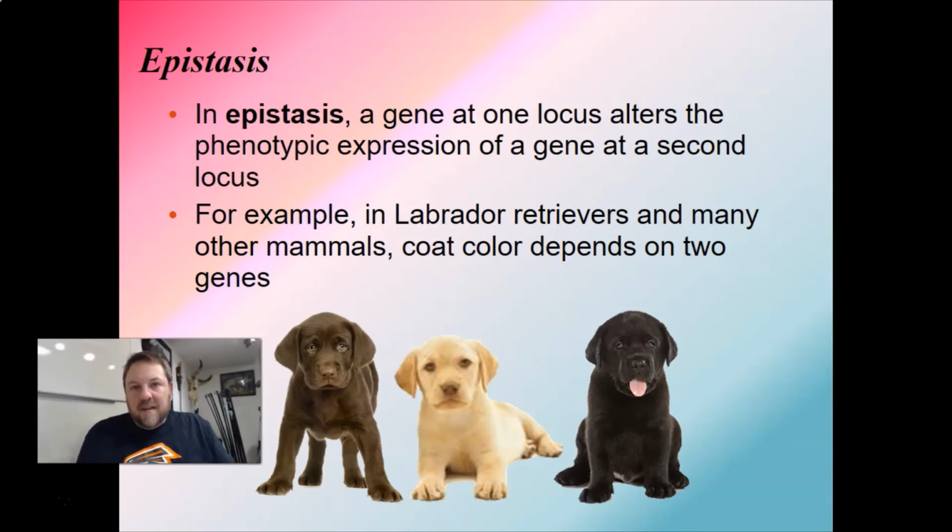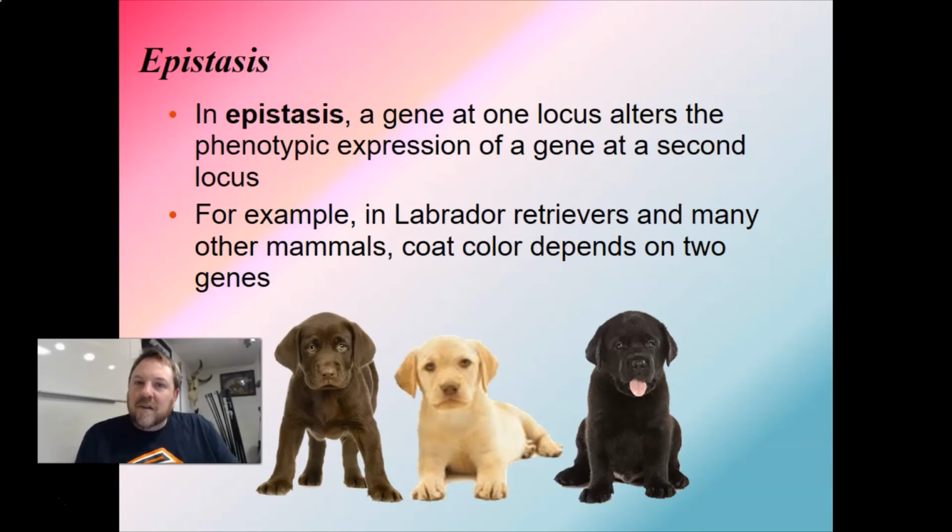So if you give black at all, big B, let's say, you're going to be black. You're going to be a black lab. If you give no big B's and only little b's, you're brown. So how in the world do you get the yellow lab then? There's a completely other gene that says, you know what? Go ahead and put pigment in or don't put pigment in.